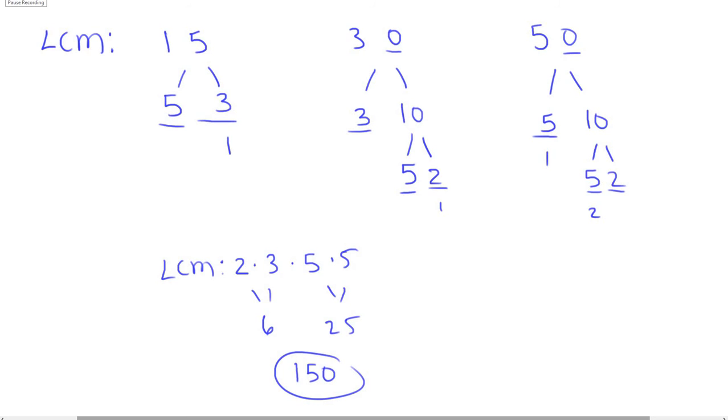So now I'm just going to check that. Yes, by further inspection, I see that is correct. The least common multiple is 150. So feel free to pause the video and find the LCM between 3, 6, and 12.